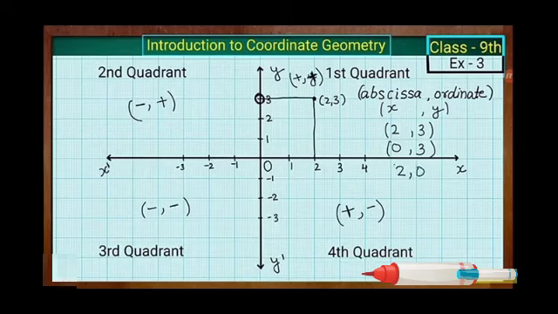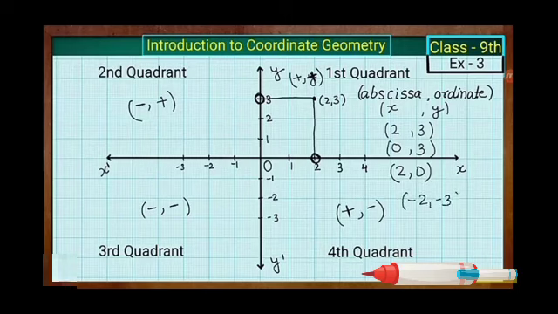Another example, 2 and 0. We can say this coordinate lies on the x-axis because y is 0 here. So let's see how it lies on the x-axis. 2, y is 0. So this coordinate lies on the x-axis, you can see here. So you have to remember it. On the x-axis y is 0 and on the y-axis x is 0.